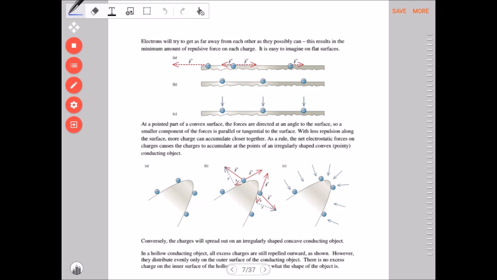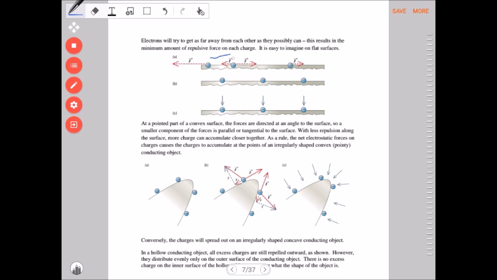Now, electrons will try to get as far away from each other as they possibly can. We sort of discussed this. The result is the minimum amount of repulsive force on each charge. So as you can see, these two electrons right here, they're pretty close together, so they are pushing, remember they repel each other quite strongly. Now this electron and that electron, they're still repelling each other, but they're further apart, so they're not repelling each other as strongly. So this guy on the end actually pushes that middle charge this way, so that they end up with the same repulsive force.